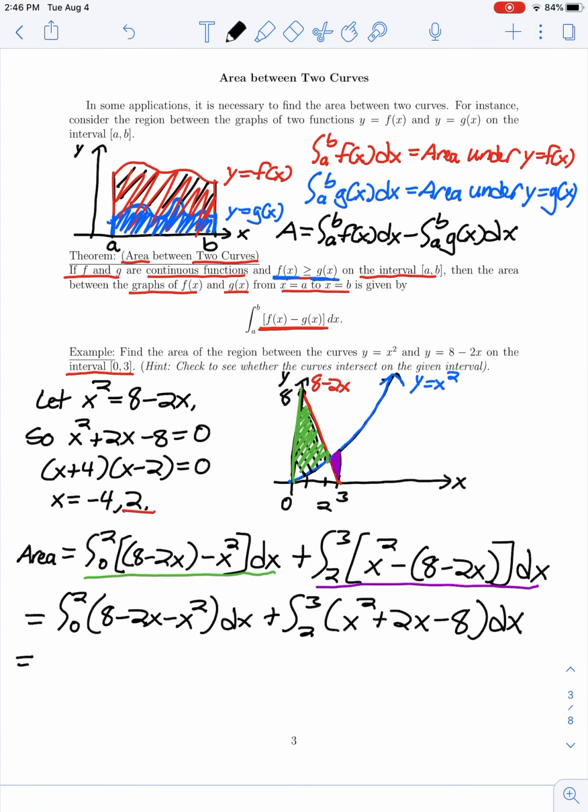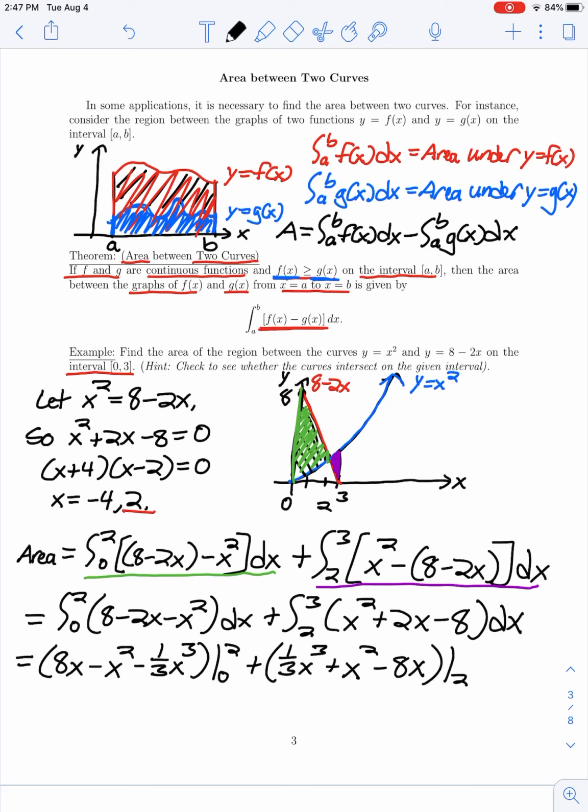So finding an antiderivative, we have 8x minus 1x squared minus 1/3 x cubed, which we evaluate from 0 to 2. And then we add a 1/3 x cubed plus 1x squared minus 8x, evaluated from 2 to 3.